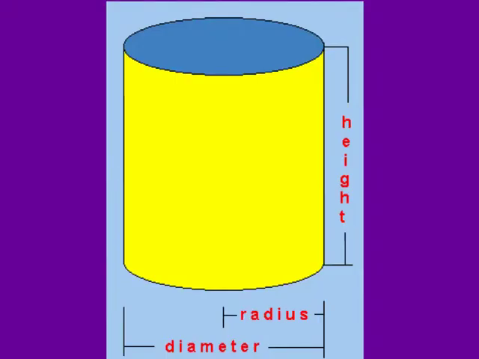Just some terms here. We know that the height obviously would be from top to bottom. We know that the radius is halfway across the circle, and then the diameter is all the way across. So the radius is going to be half the diameter, or the diameter will be twice the radius.